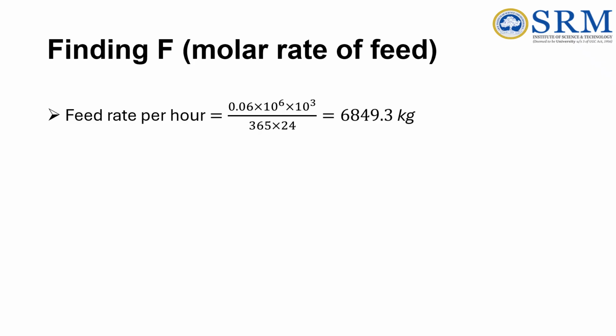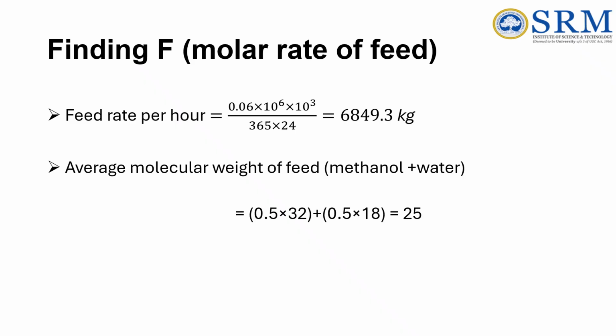To find the molar flow rate of feed, we know that it is 0.06 million tons. So 0.06 into 10^6 tons, and 1 ton indicates 1000 kg, divided by 365 days annually and 24 hours. Computing this, we got 6849.3 kg per hour, because it is a per hour calculation.